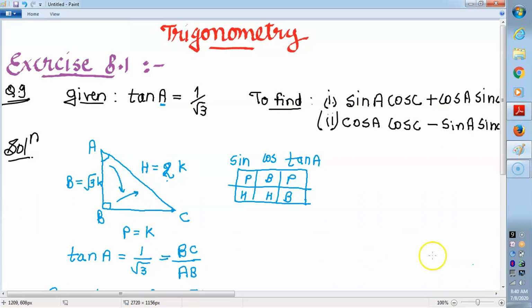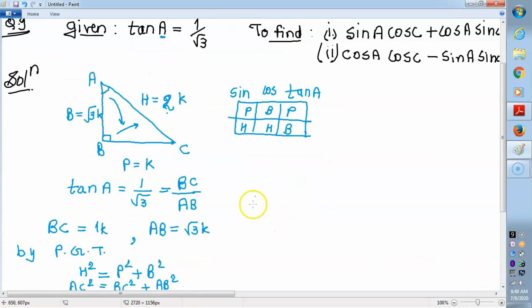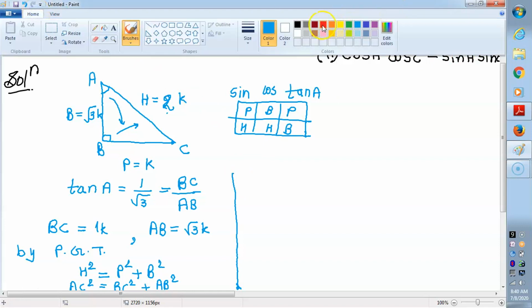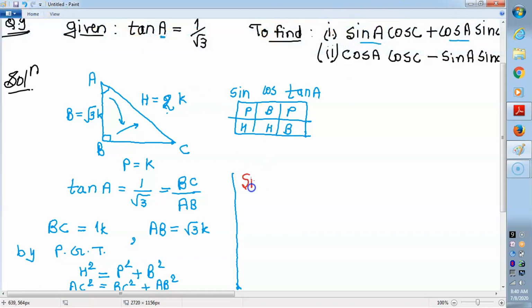So, let's study for acute angle A. Which trigonometric ratios will we need in the question? Sin A, cos A. So, let's write sin A, cos A first. Sin A.